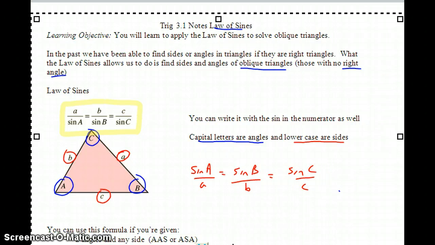And we don't use all three of these at one time. We write a proportion to equal fractions, and we solve by using 2 out of the 3. And the way that we'll use this is when we are given an angle and its opposite side. So for example, if I knew what angle A is, and I knew what side a was, I can then use this formula to find the pieces that I don't know.